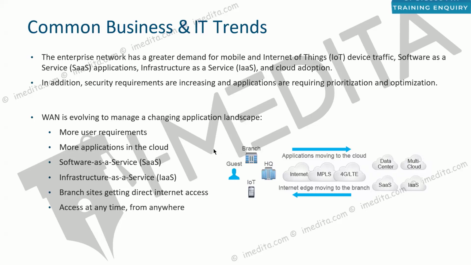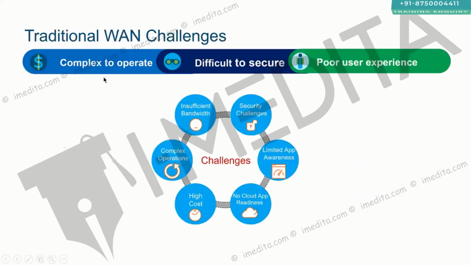So these are the common business and IT trends in a modern network, and all the things listed here are going to add a lot of complexity in the network. The challenge in the traditional WAN is that it is complex to operate.